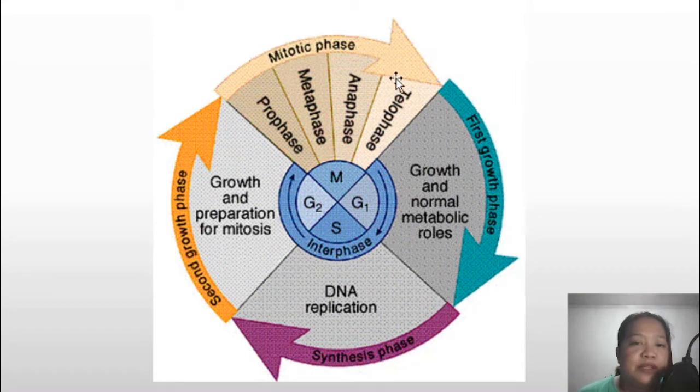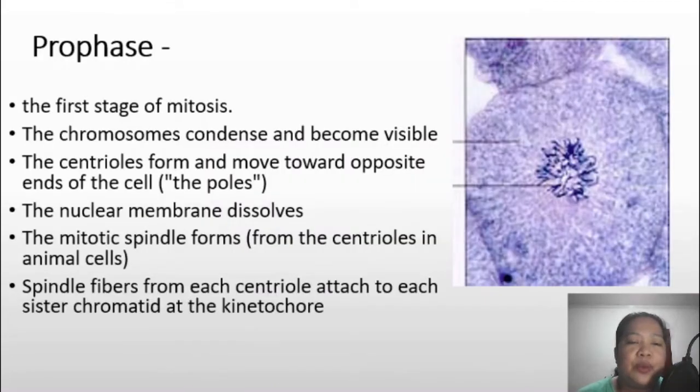Now, after the mitotic phase, this is the G1 phase, called growth and normal metabolic roles of the cell. Then it is followed by the DNA replication under the S phase. And we have the growth 2, in which the cell prepares for mitosis. So, this is the secondary growth phase. So, what happens during the first mitotic division?